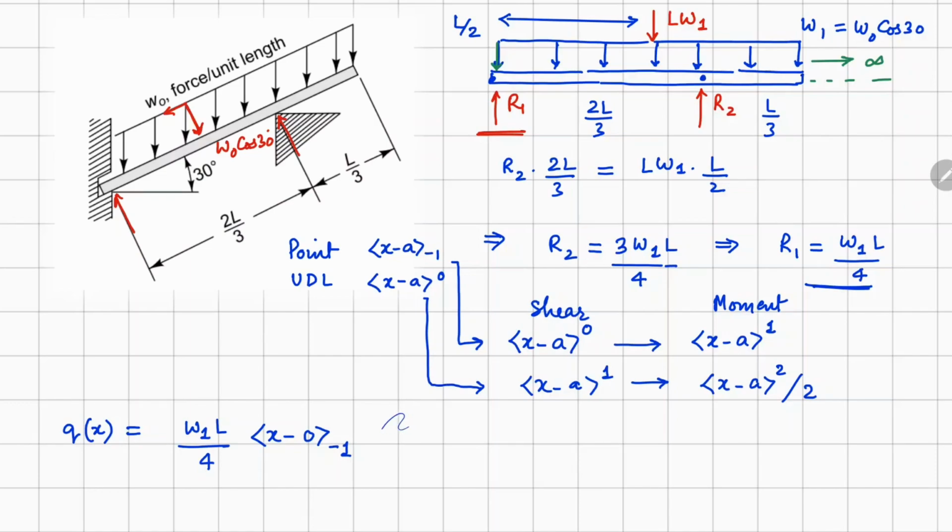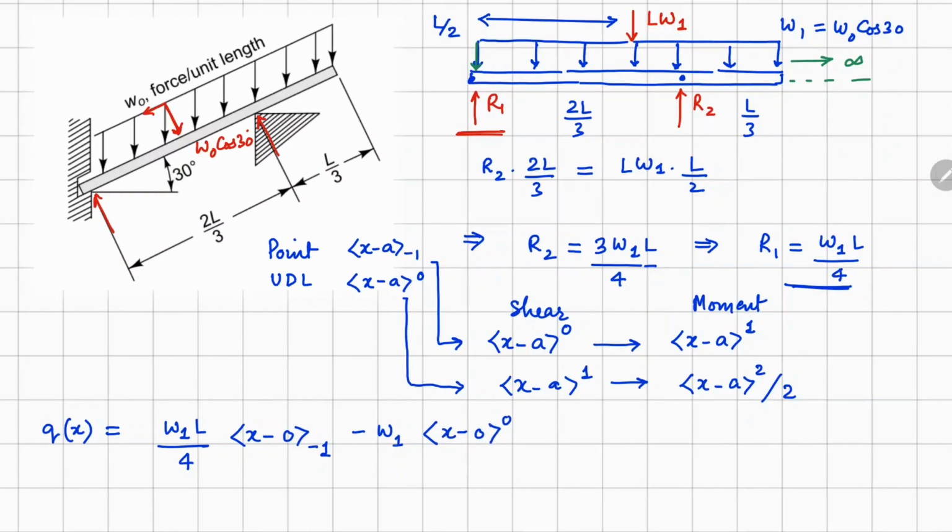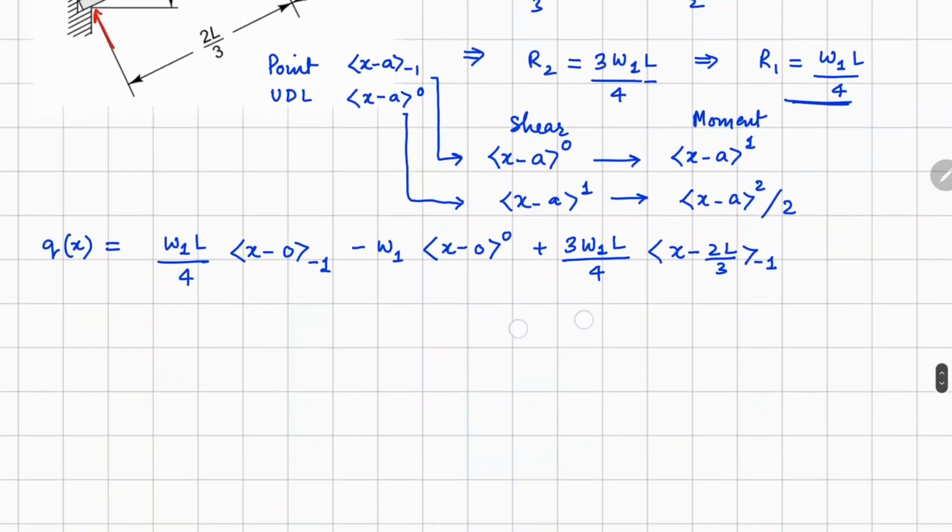So we can write this as minus W1 because it is acting downwards, starting at x equals 0, so x minus 0, and since it's a distributed load, the power becomes 0. And then we have R2, going upwards, so plus 3 W1 L divided by 4. It is acting at a distance of 2L over 3, so x minus 2L over 3. It's a point load, that's why the power becomes minus 1. So this is how your intensity function is.